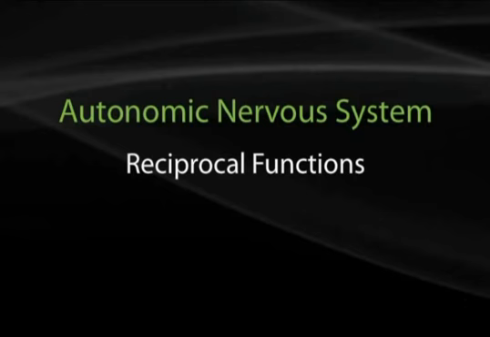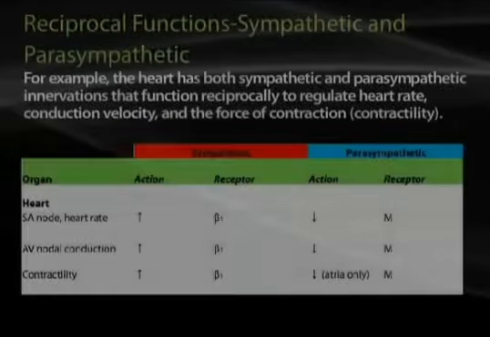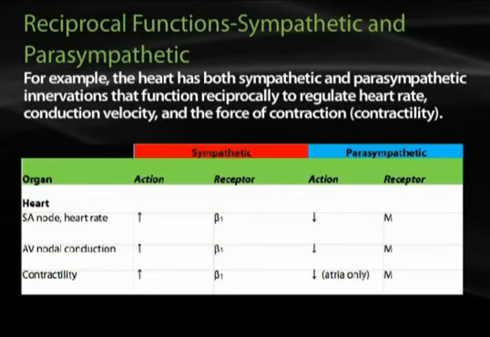Chapter 2, Section 4, Reciprocal Functions. Often, the sympathetic and parasympathetic systems will innervate the same organ. For example, the heart has both sympathetic and parasympathetic innervations that function reciprocally to regulate heart rate, conduction velocity, and the force of contraction or contractility.